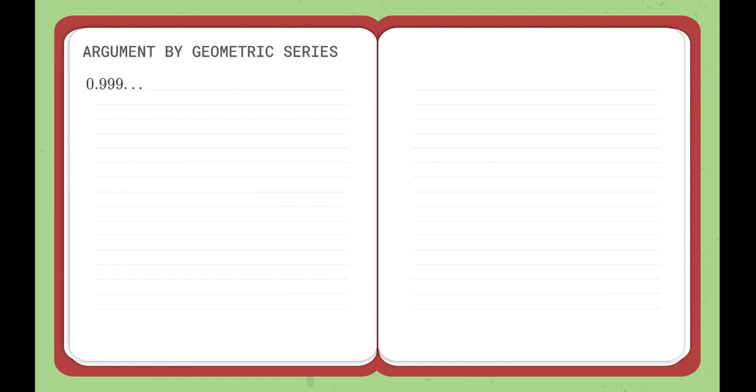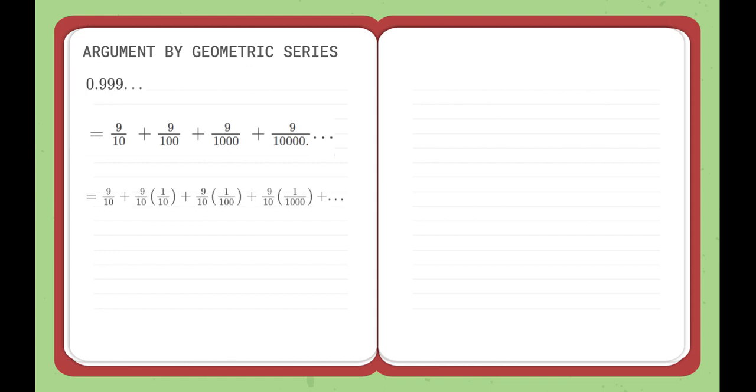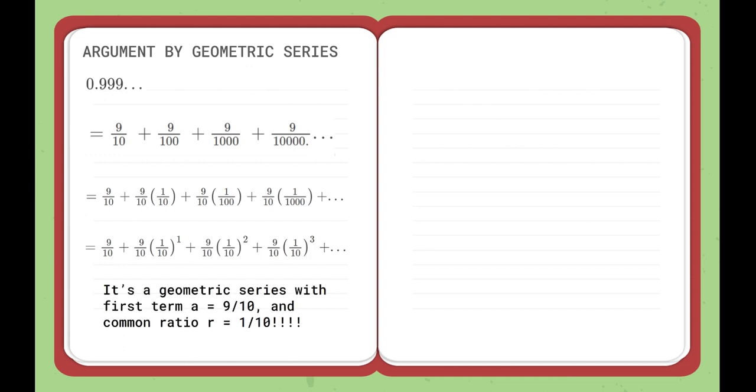Geometric series style. As we know, 0.9 repeating equals 9 tenths plus 9 hundredths plus 9 thousandths, etc., which is equal to 9 tenths plus 9 tenths times 1 tenth plus 9 tenths times 1 hundredth, etc., which is equal to 9 tenths plus 9 tenths times 1 tenth to the first plus 9 tenths times 1 tenth squared plus 9 tenths times 1 tenth to the third, etc. Now we can see that this is a geometric series with first term a equals 9 tenths and common ratio r equals 1 tenth. Since r is less than 1, we can use the infinite sum formula to find the value.